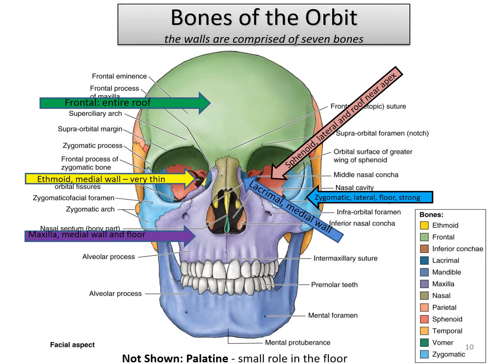Bones of the orbit. The frontal bone makes up the entire roof of the orbit. Medially here, the little yellow bone, which is really, really thin, is made up by the ethmoid bone. The lacrimal bone also contributes a little bit to the medial wall. Laterally, and the roof near the apex is made up of the sphenoid bone in a kind of orangey color. The lateral part and the floor is made by the very strong zygomatic bone, and another contribution to the medial wall and the floor is by the maxilla.